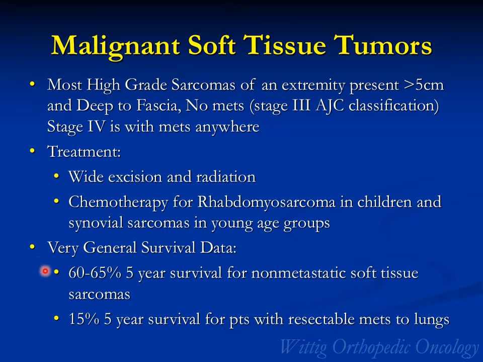This is very general survival data. In general, there's a 60 to 65% 5-year survival from non-metastatic soft tissue sarcomas. There's a 15% 5-year survival for patients with resectable mets to the lungs. So if a patient presents with metastases to the lungs, there's a 15% chance of them surviving 5 years, provided the mets can be resected. And if they do not present with metastases, they're non-metastatic at initiation, there's a 60 to 65% overall 5-year survival.